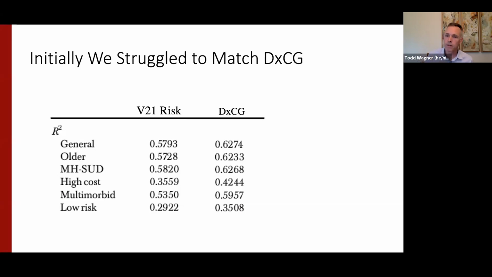The more specific you get into these groups, the worse you tend to predict them. So for example, for the high cost group, which is much more transient, we don't typically predict it that well. And as you might expect for the low risk group, these are people who don't use a lot of care, they're relatively healthy. We don't predict them that well either.